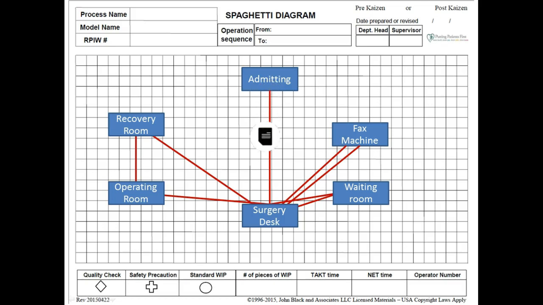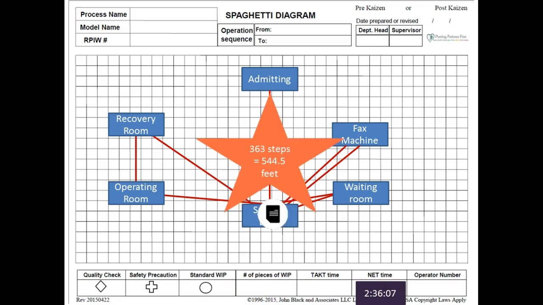The fourth step is to record the time and distance. The team observed this process many times of the medication reconciliation flowing through the process. The most reasonable time that this process took was 2 hours, 36 minutes, and 7 seconds, and traveled an average distance of 363 steps, or 544.5 feet.